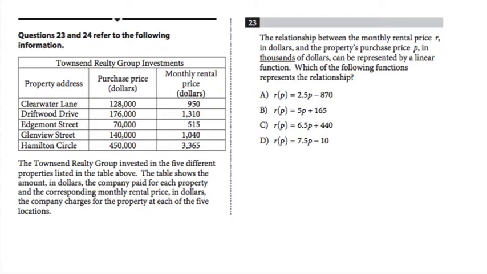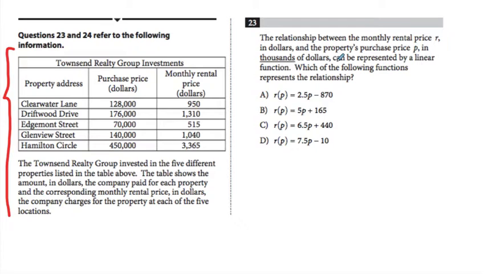Okay. A little bit trickier here. Number 23 and 24 was based on this information. Townsend Realty Group investments. They invested in 5 different properties listed in the table above. The table shows the amount in dollars the company paid for each property and the corresponding monthly rental price in dollars the company charges for the property of these locations.